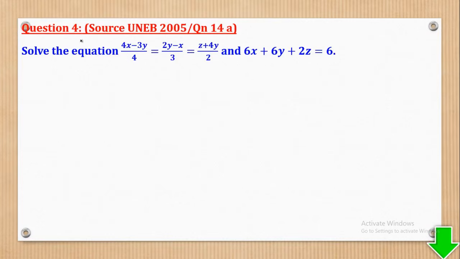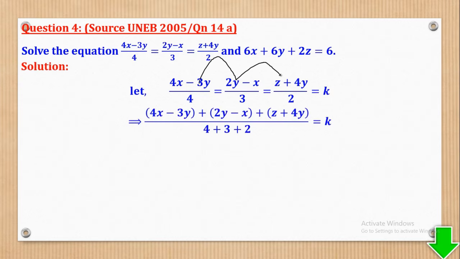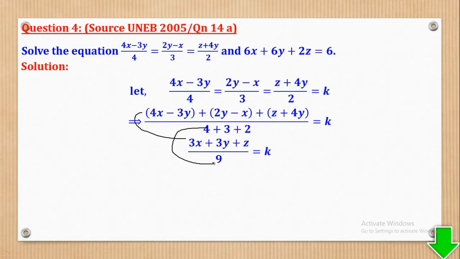So now we shall go to question 4, which came from UNEB 2005, paper 1, question 14a, and it says, solve the equation this and that. Still, this one is similar to the previous question, so we shall still use the same procedure. First thing to do is to let the whole of this be equal to a constant k. Then remember that the sum of the numerators over the sum of the denominators will still be equal to the value of k. So simplify the numerator gives you this, and simplify the denominator gives you this.